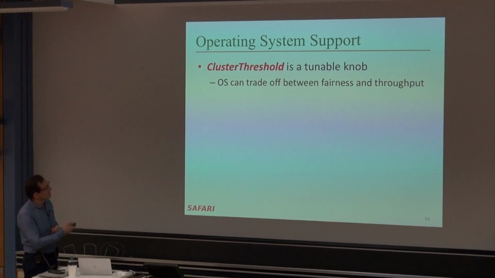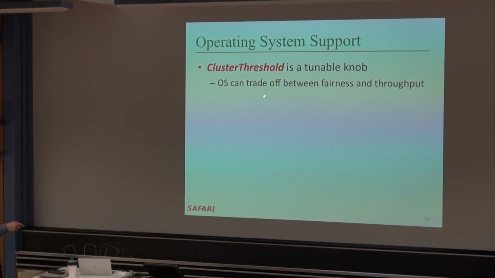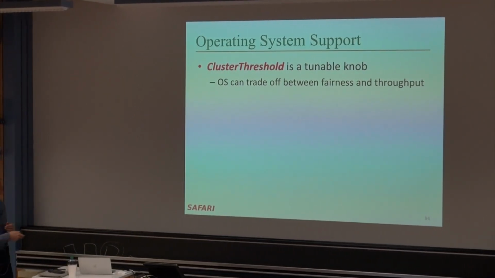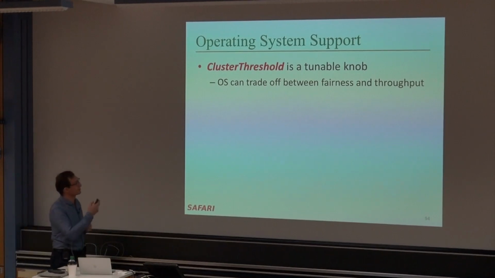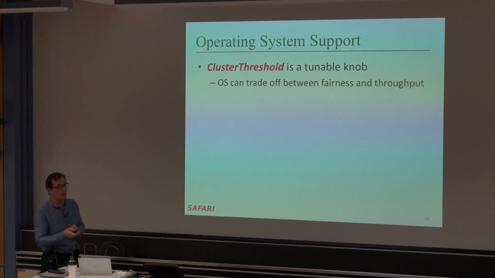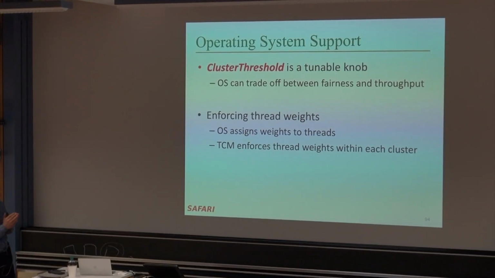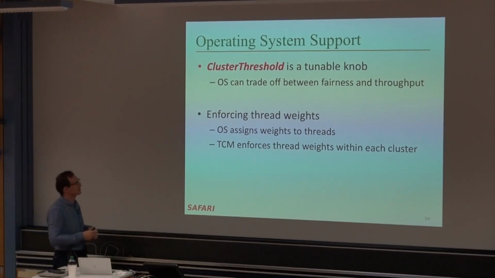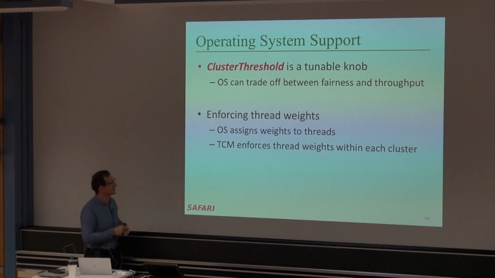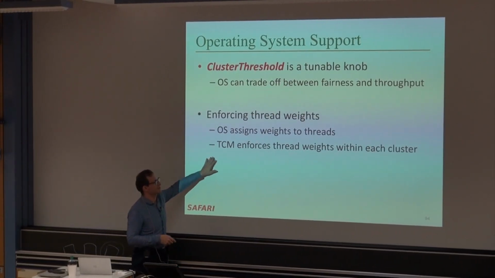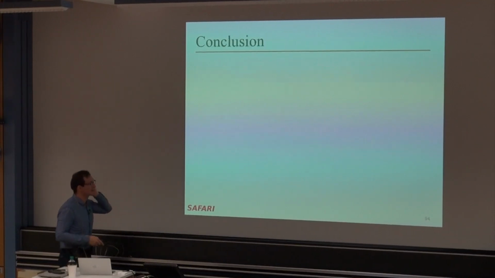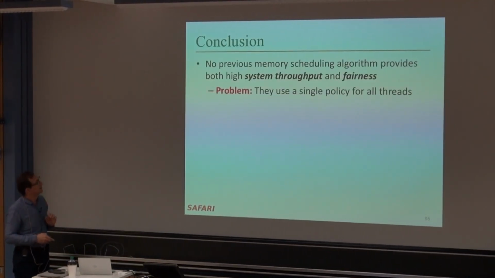Okay, even though they may not be easy to configure, it's a tunable knob, and it enables the operating system to trade off between fairness and throughput. We thought this would be a good knob for the operating system. And we could also enforce thread weights in the scheduler as well. Basically, the OS assigns weights to threads. I like thinking about weights when I think about priorities. And TCM enforces thread weights within each cluster. And you can read the paper as to how it does that.